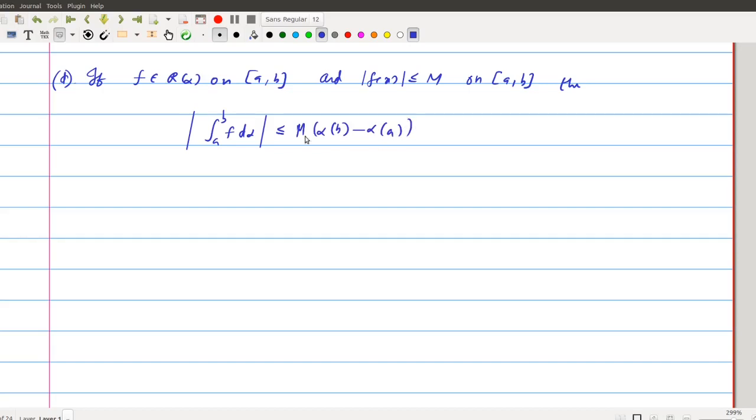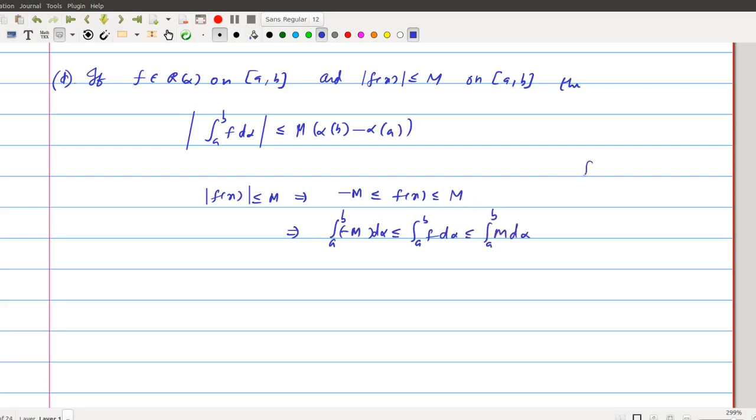Okay, so this is because we know that the upper sum, if you consider the upper sum or lower sum, anything that will be written as, you write mod f of x is always less than or equal to M. So this implies minus M less than or equal to f of x less than or equal to M. By taking integral over these inequalities, we have integral A to B minus M, this is a constant, d alpha less than or equal to integral a to b f d alpha less than or equal to integral a to b M d alpha.